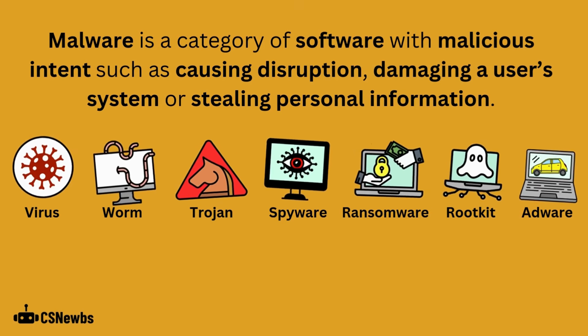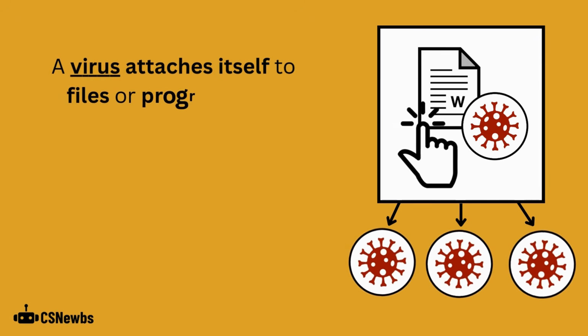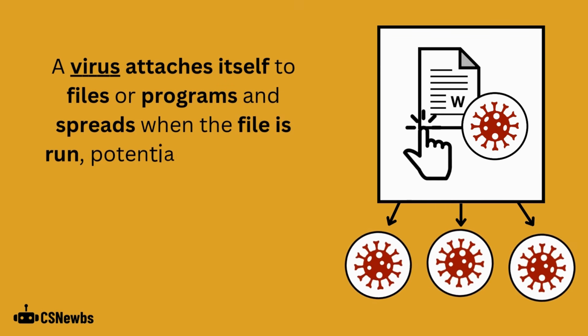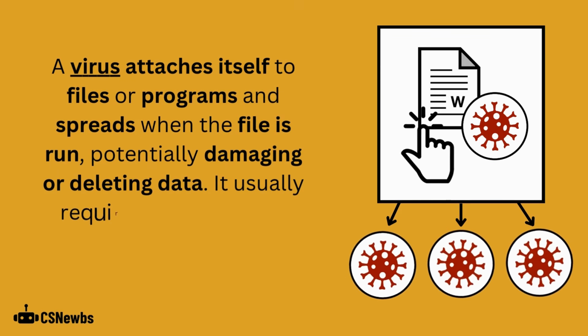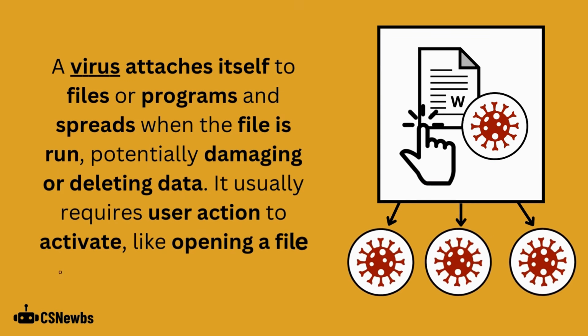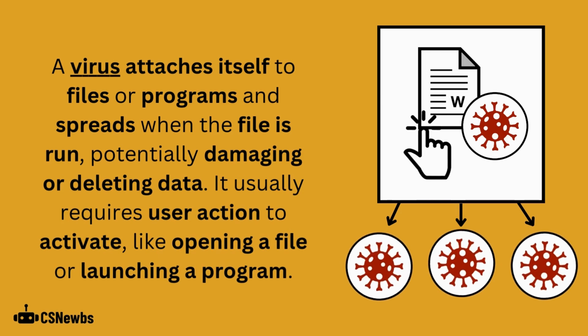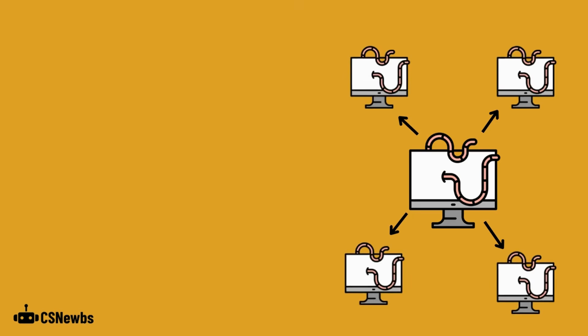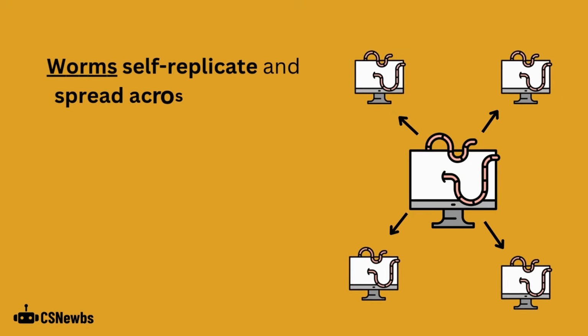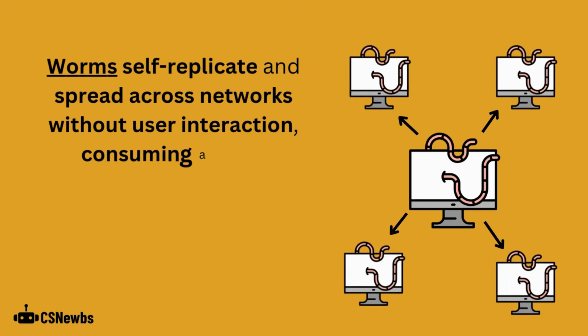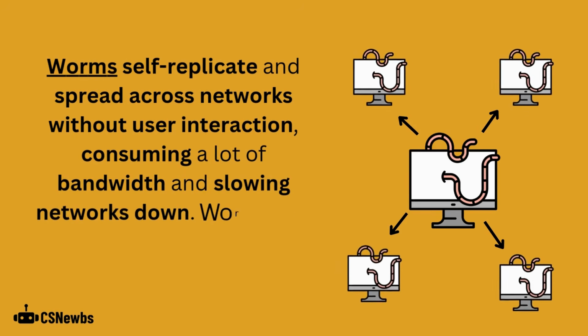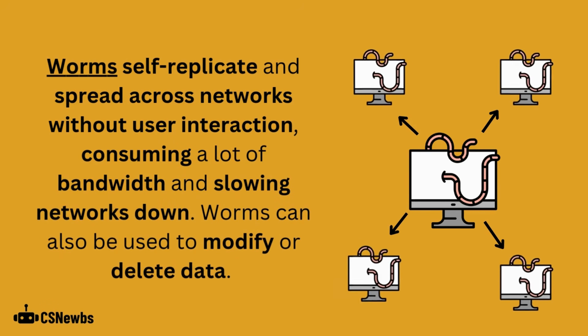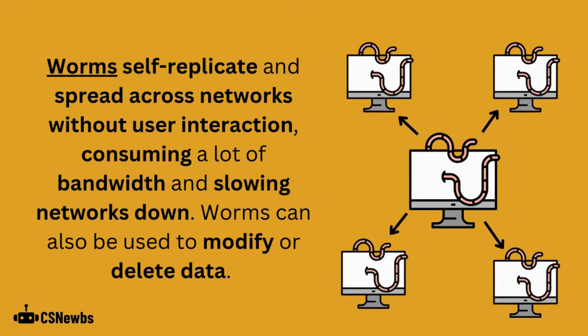A virus attaches itself to files or programs and spreads when the file is run, potentially damaging or deleting data. It usually requires user action to activate, like opening a file or launching a program. Worms self-replicate and spread across networks without user interaction, consuming a lot of bandwidth and slowing networks down. Worms can also be used to modify or delete data.